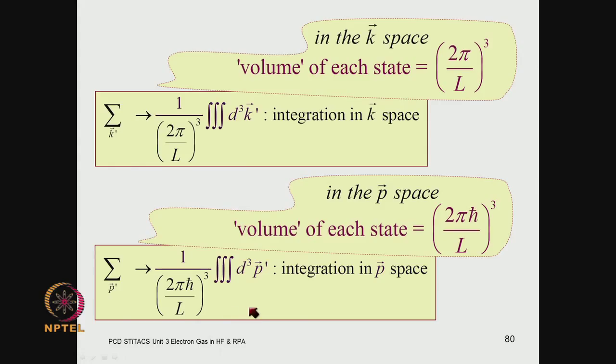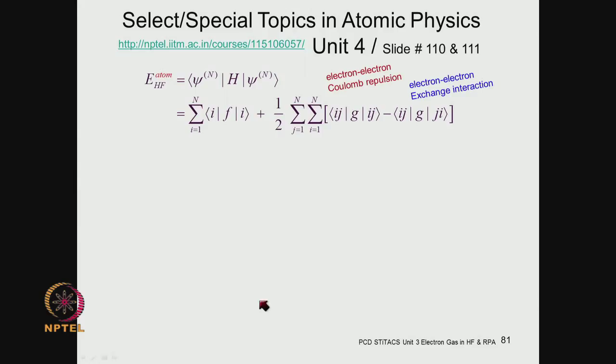So, we are now going over to integration over momentum space rather than integration over the k space. They are linear with a factor of h cross, and we will get an expression for the Hartree-Fock energy for the free electron gas in the Jellium potential by simply looking at the comparison between the corresponding expression for the atom, which we have done in considerable detail in unit 4 of our previous course, and these are the references which are available to you. This whole lecture is available at this link, and the corresponding PDF files are also there.